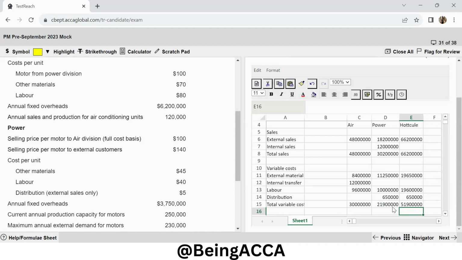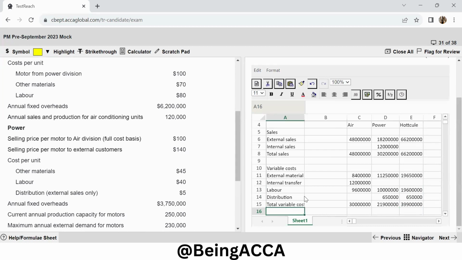Did we happen to put an extra zero in some place? This is 30,000. Okay, so the total variable costs will be the sum of this over here.